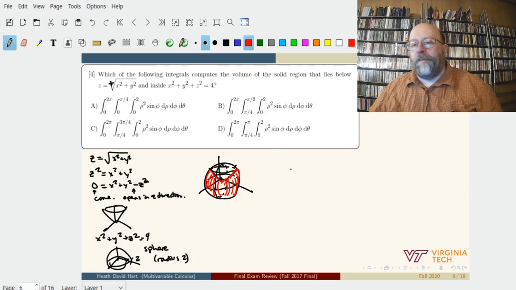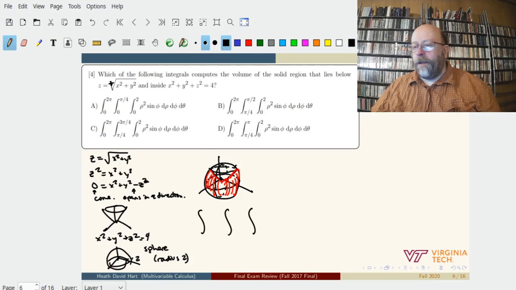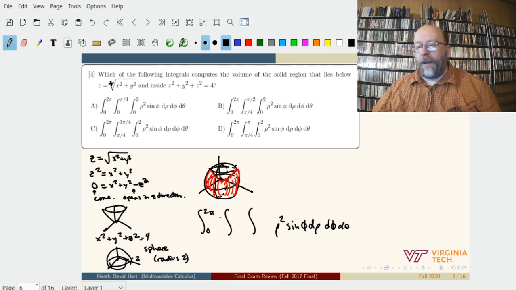And we have to set this up in spherical coordinates. Okay? So let's think about how we're going to do this. The order that we're integrating in is rho and then phi and then theta. So because we want the entire region and not just, let's say, the first quadrant or something, we're going to go from 0 to 2 pi. Well, that doesn't help because all of my choices say 0 to 2 pi. They don't make the problems easy for us.